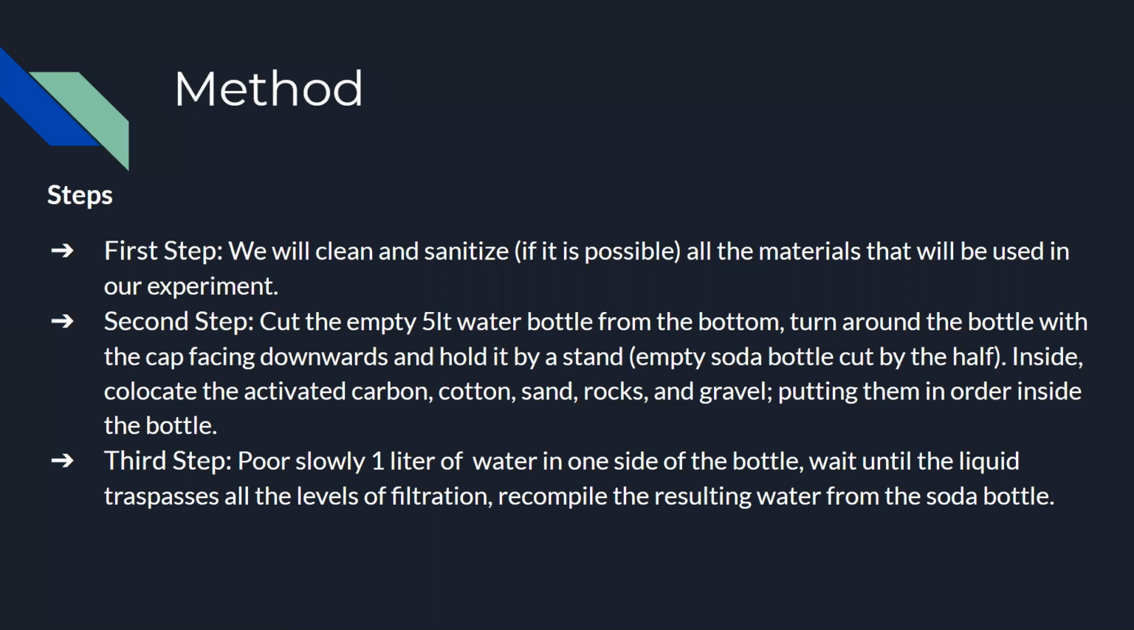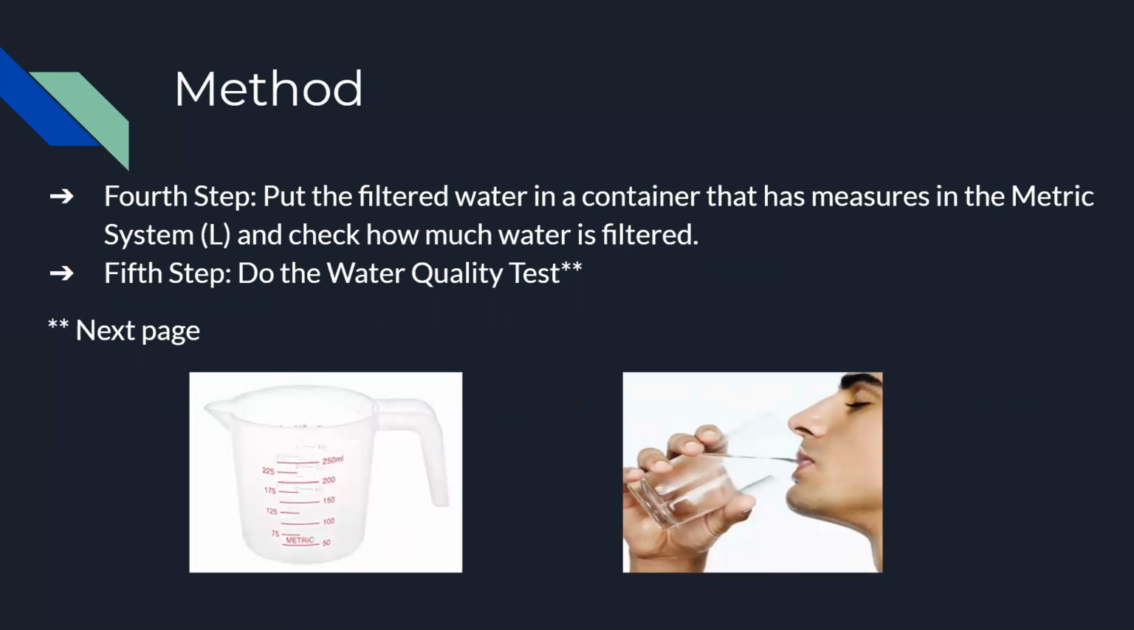Our third step is to pour slowly 1 liter of water in one side of the bottle. Wait until the liquid passes through all the levels of filtration. Collect the resulting water from the soda bottle. Our fourth step is to put the filtered water in a container that has measures in the metric system and check how much water is filtered. And our last step is to do a water quality test.